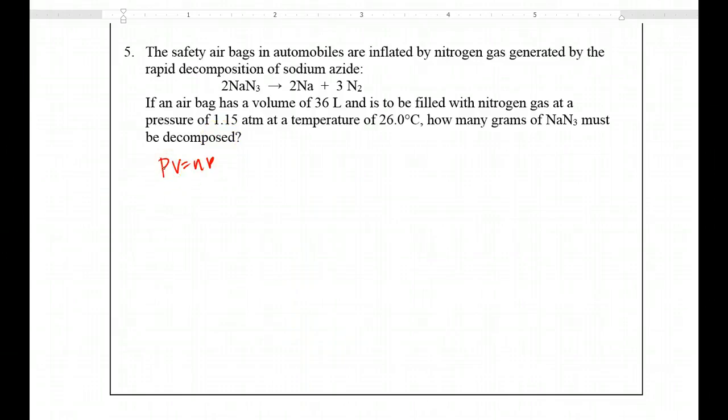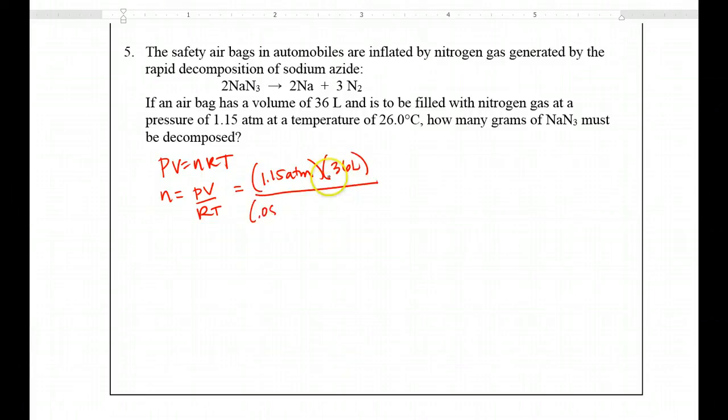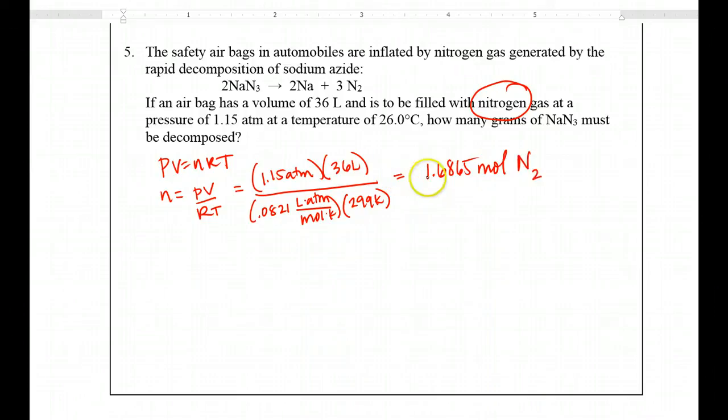So PV equals nRT. If we rearrange, n would be PV over RT. So if we plug in the pressure, 1.15 atmospheres, the volume of the airbag is 36 liters. We need to use the R value, which has atmospheres in it, so 0.0821 liter atmospheres over moles Kelvin. The temperature would be 299 Kelvin, that's 26 plus 273. And if you solve that, you should get 1.6865 moles. Now be very careful. Again, that's moles of nitrogen.